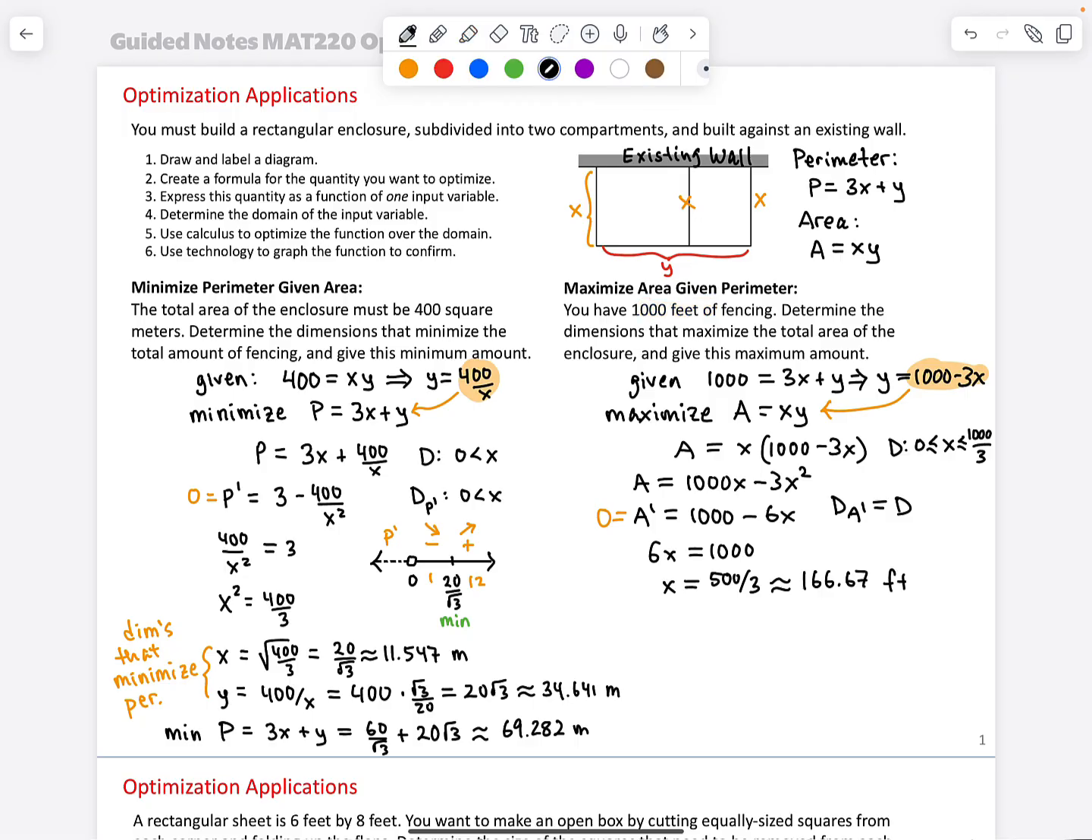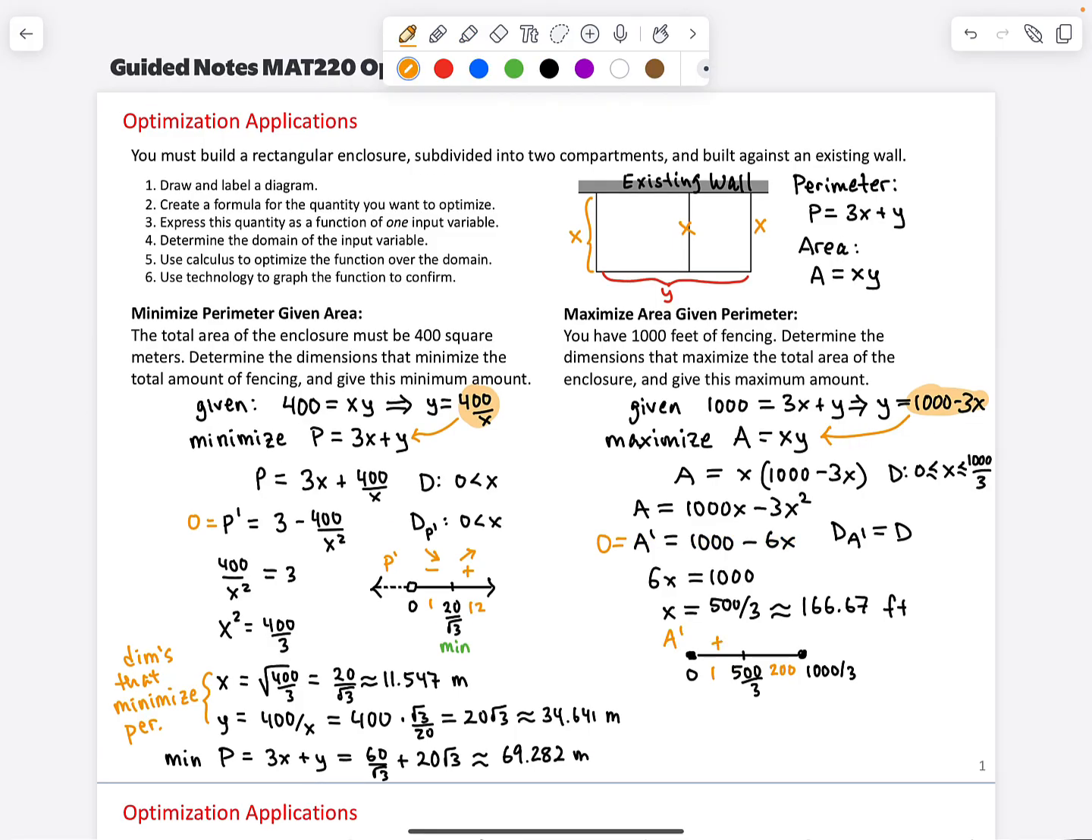Next, we would do a number line that reflects our domain from 0 to 1,000 thirds. We found a critical number at 500 thirds. An easy test number in the first subinterval would be 1, and then in the second subinterval, perhaps a 200. Plug 1 into A prime right here. So we'd get 1,000 minus 6. We get a positive result. So A prime is positive, meaning the function is increasing. Plug 200 into A prime. That's 1,000 minus 1,200. That's negative 200, but negative is what matters, and the function is decreasing. So we do have the location of a max.